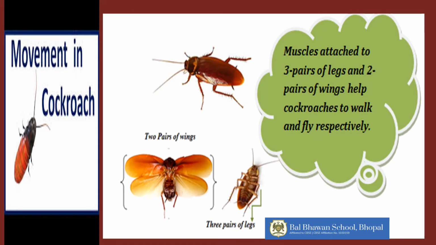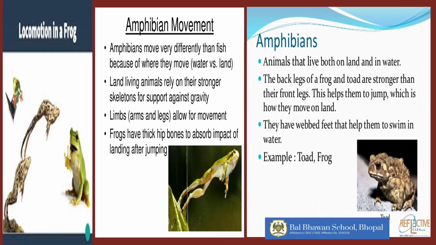Bones are not found in the body of cockroach and the body is covered with a hard outer skeleton. Muscles which are present near the legs help in walking, whereas the muscles which are attached to the wings help in flying in case of a cockroach. Now let us see how does movement take place in case of a frog.